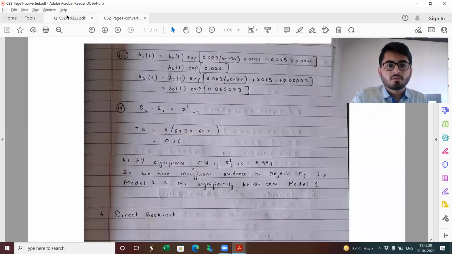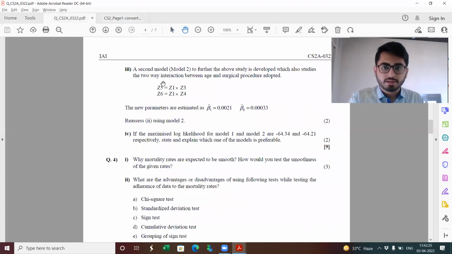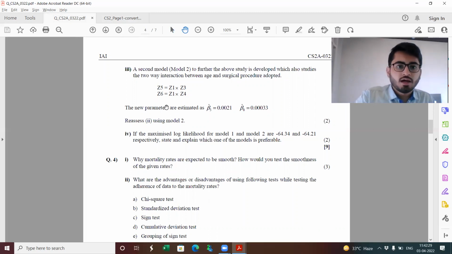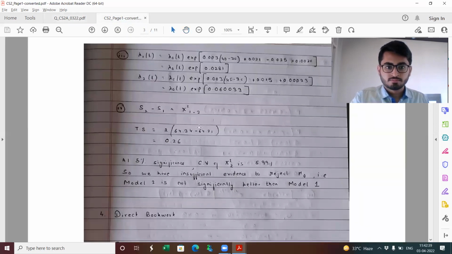Next part, again in the question they had mentioned that we bring in a second model, which has 2 interaction terms given by this, and further beta 5 and beta 6 are also given. So we again need to find the hazard which we did in part 2, incorporating Z5 and Z6 as well. So that modification has been done. 0.026 becomes 0.0281 and 0.06 becomes 0.0600.